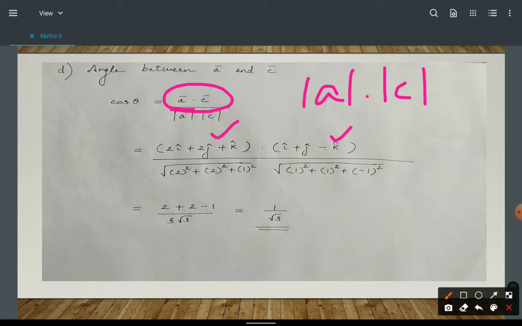Divided by modulus of A, that is root of all the values of A, into root of all the values of C, we have to take the squares of all of them. So on multiplying all these terms we get 2 plus 2 minus 1 by 3 root 3. When we do this, we're getting 4 minus 1, that is 3 by root 3 into this 3. So we have to cancel out these 3. So the final answer will be 1 by root 3. This will be the angle, or the cos theta is equal to 1 by root 3.